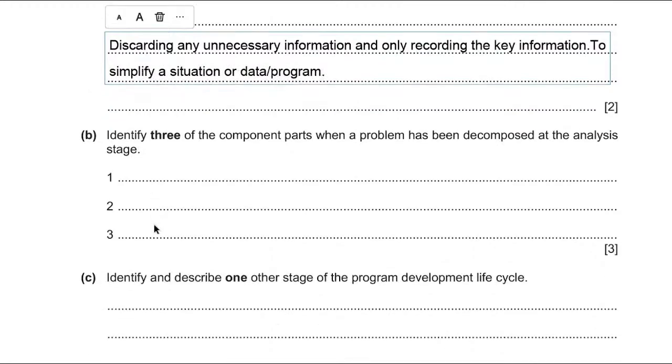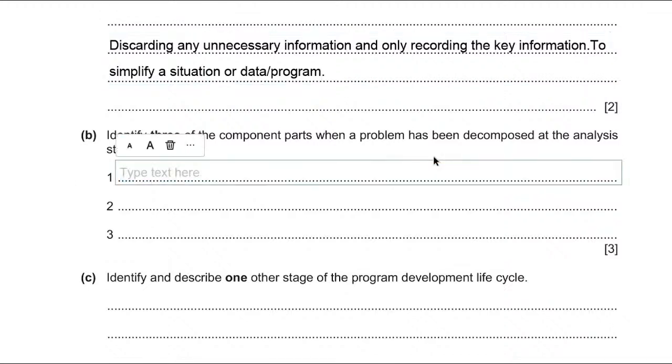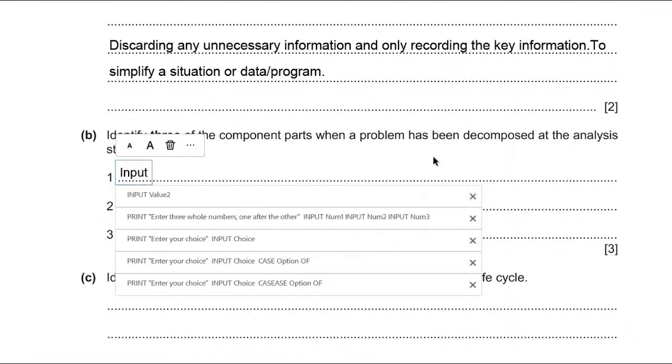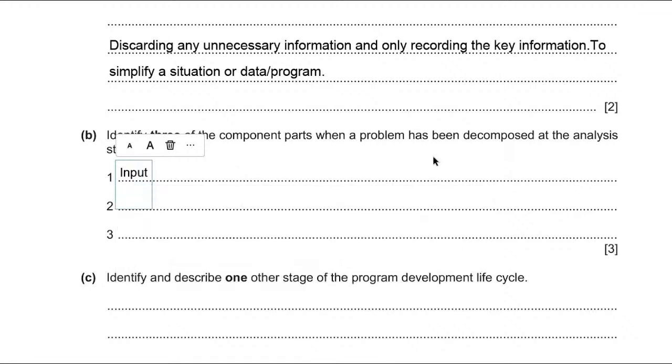Identify 3 of the component parts when a data problem has been decomposed at the analysis stage. Now there are basically 4 things, 4 component parts of a program: input, process, storage, and output. I have told you about these before as well. I think it was the February-March paper, or it was the first paper 2 of May-June 23. In one of those, there was a question about it as well.